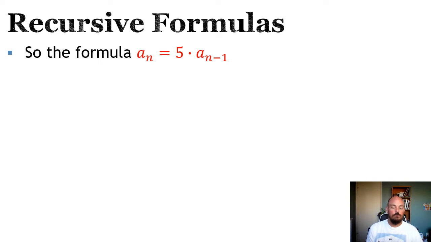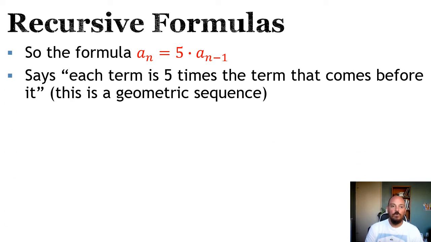So a recursive formula, you could do something like this. If I said an equals 5 times an minus 1, what I mean in words is each term, an, is 5 times the term right before it, an minus 1. And that's basically a geometric sequence. You're saying to find any term, you take the one that came before it and you multiply by 5. If you're multiplying by 5 every time, it's geometric.